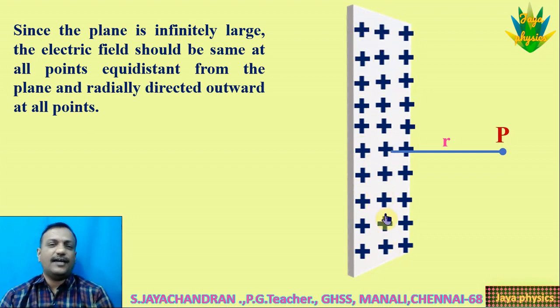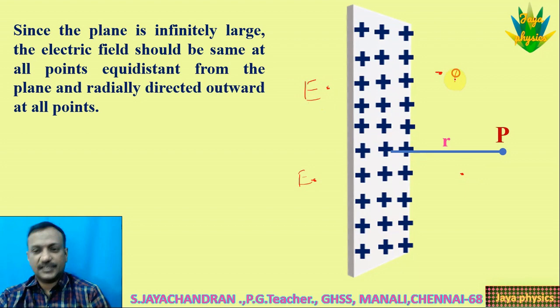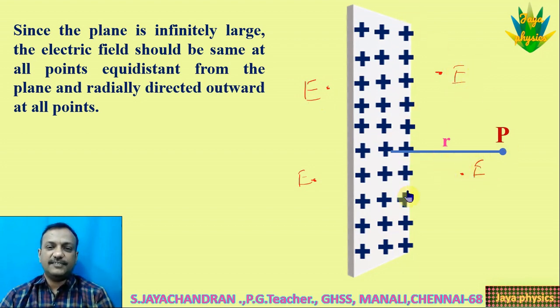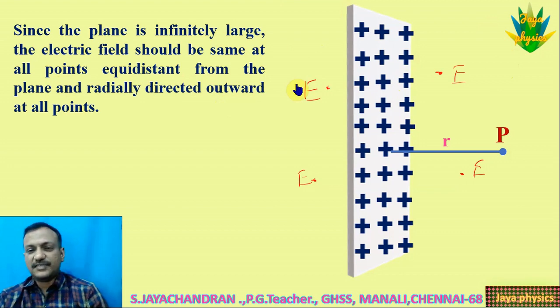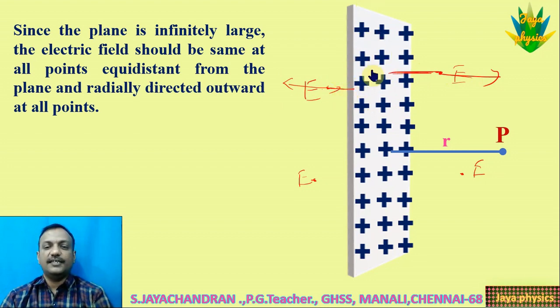Since the sheet is infinitely long, at all points the magnitude of the electric field will always be the same. And it will always act radially outwards if the charge is positive, and inwards if it is negative. So our main assumption is that since the sheet is infinitely large, the magnitude of E at all points is the same. For the Gaussian surface, we can use a cylinder.